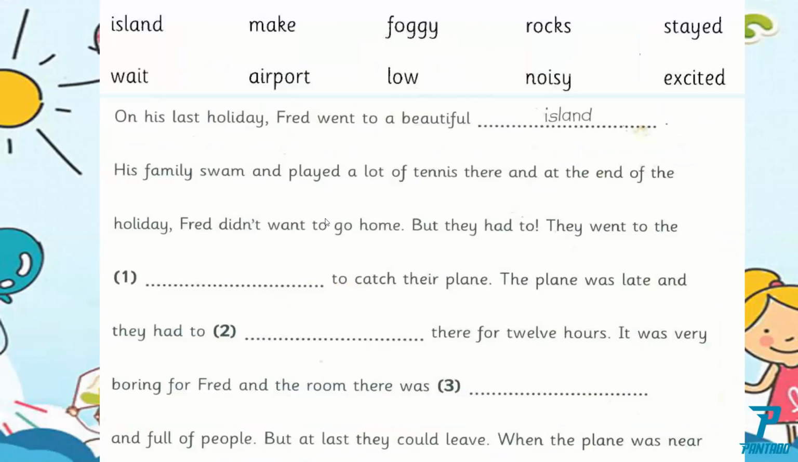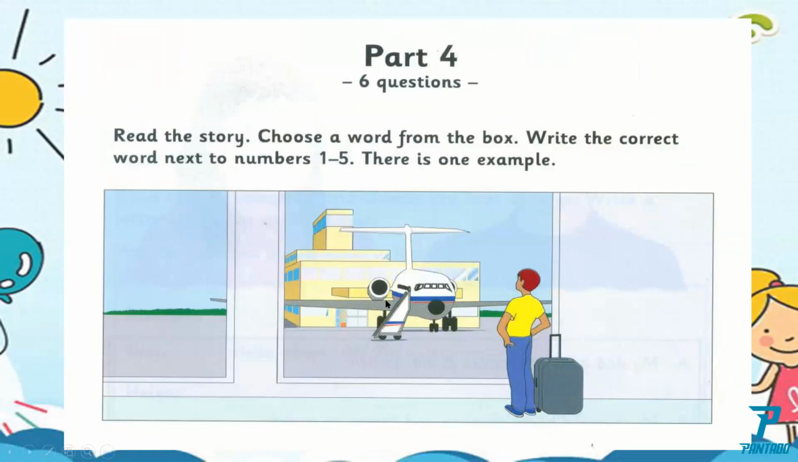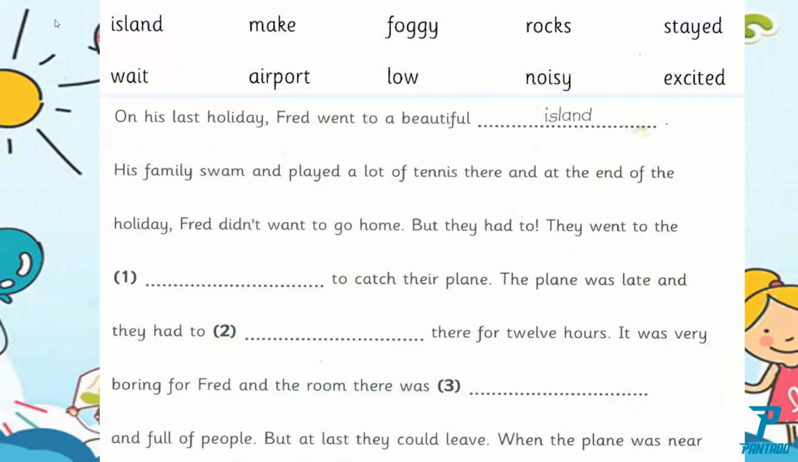Where's the example? There is one example. Okay, let's look at it. This will be your choices, so that you can answer the blanks here, okay? Okay, on his last holiday, Fred went to the beautiful island. It's island.